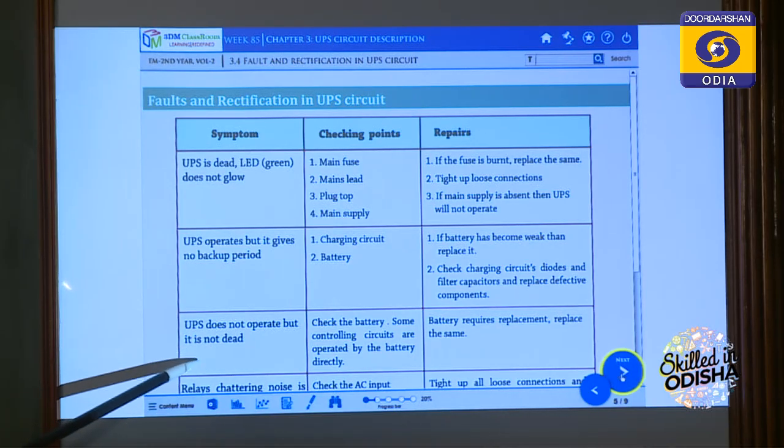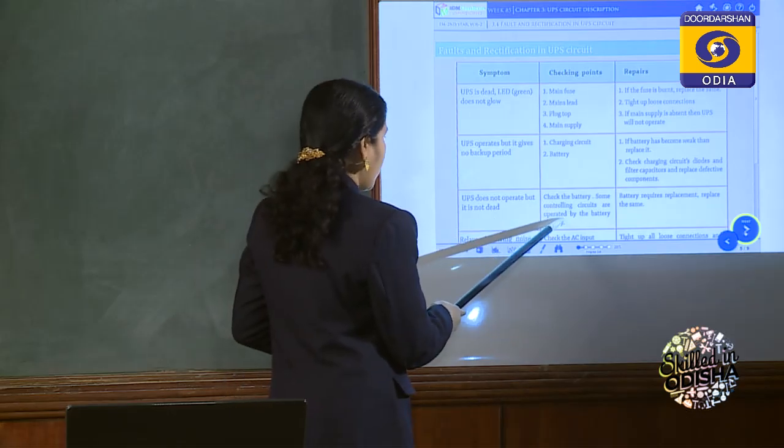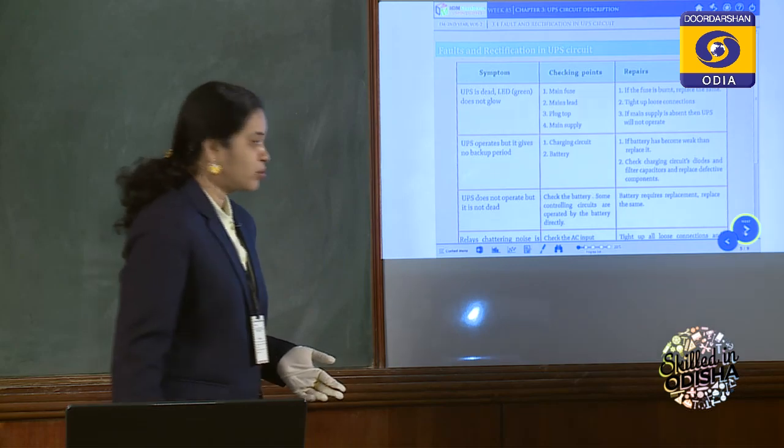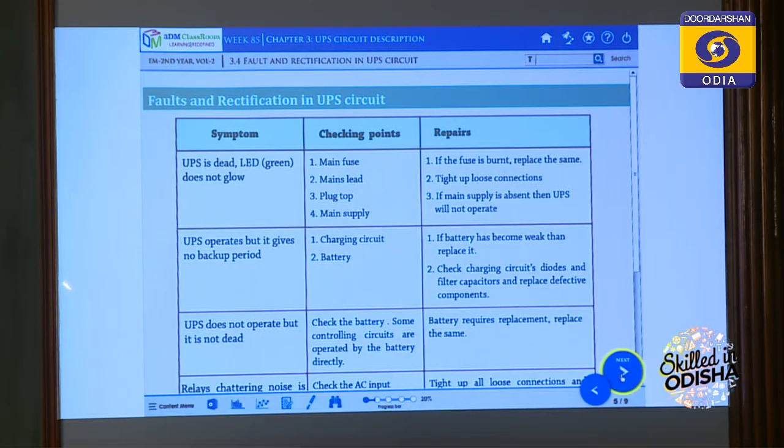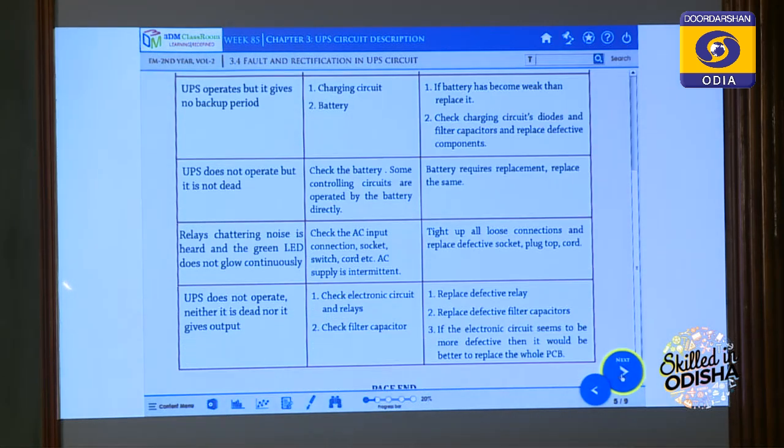UPS does not operate, but it is not dead. Our UPS is not operating, and also not dead. So some control circuits may be faulty, some control circuit relays may be faulty, so we have to replace our relay or some controlling circuits.